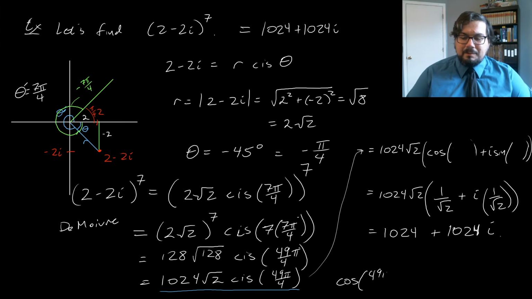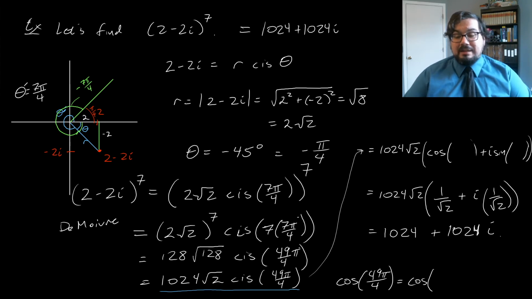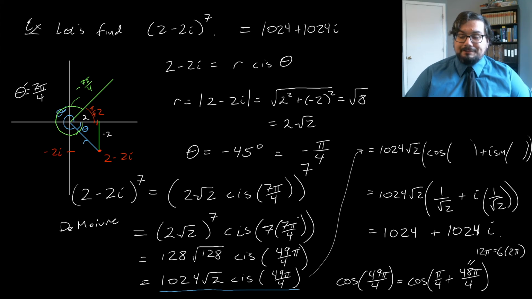Cosine of 49 pi over 4 is equal to cosine of... remember that adding 2 pi to the argument of a trigonometric function doesn't change the value of that function. So we can write cosine 49 pi over 4 is equal to cosine of pi over 4 plus 48 pi over 4. Now 48 pi over 4 is equal to 12 pi, which is, of course, 6 times 2 pi.